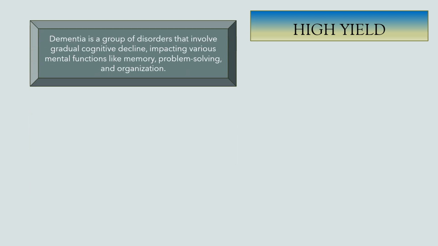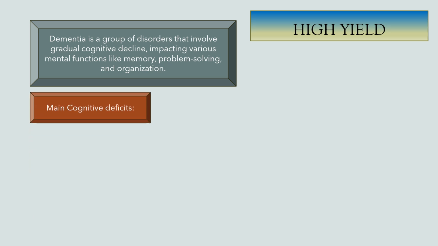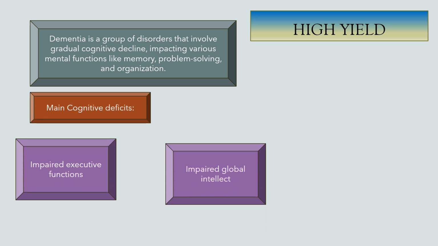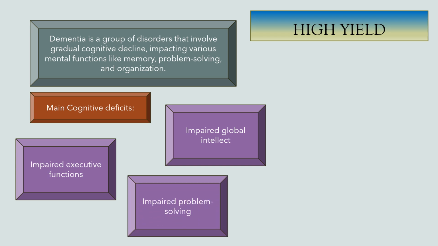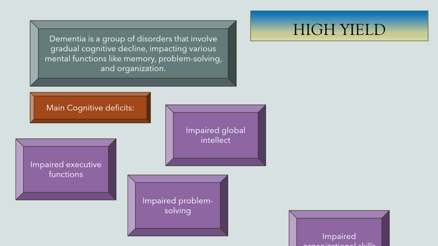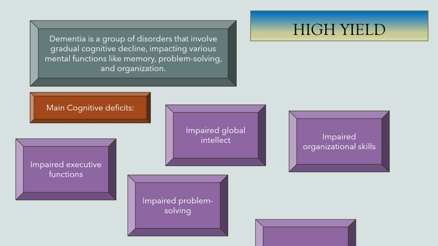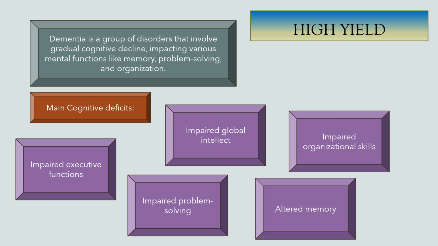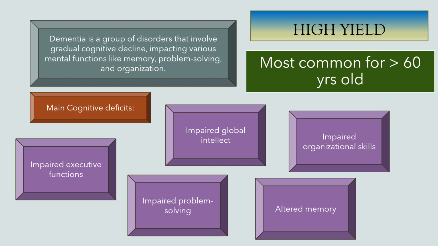Neurocognitive disorder, formerly known as dementia. Dementia is a group of disorders that involve gradual cognitive decline, impacting various mental functions like memory, problem solving, and organization. Main cognitive deficits are impaired executive functions, impaired global intellect, impaired problem solving, impaired organizational skills, and altered memory. Most common for 60-year-olds and older.